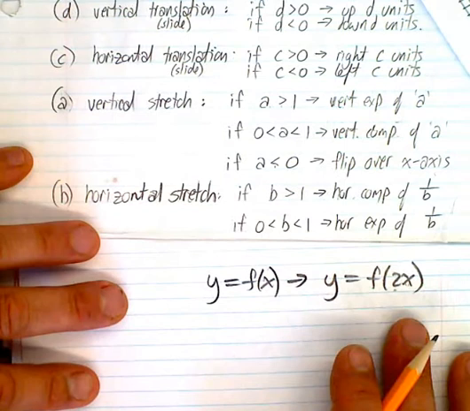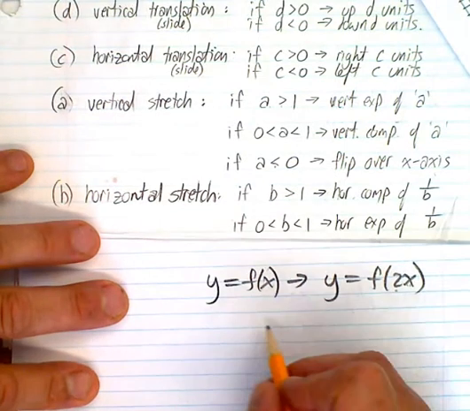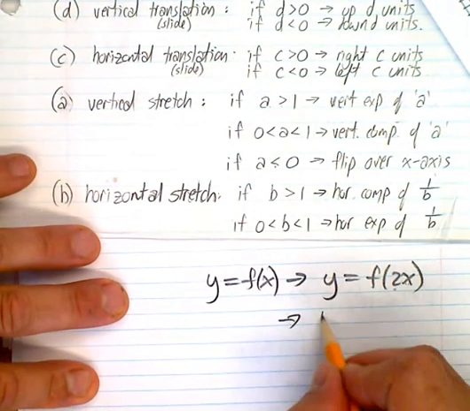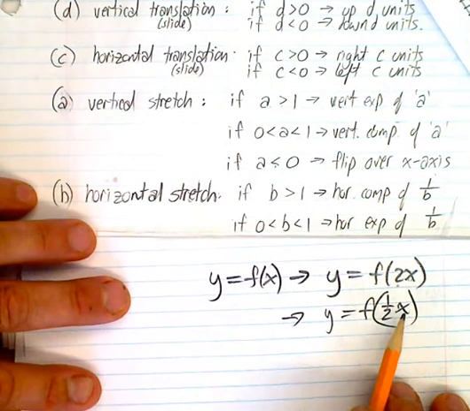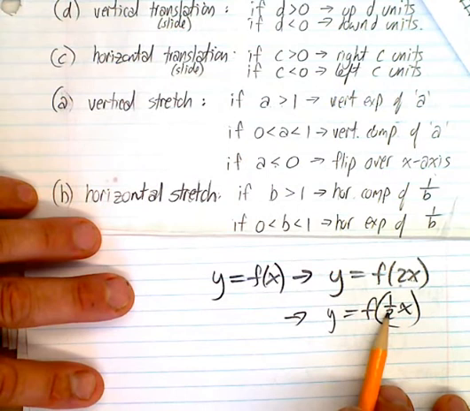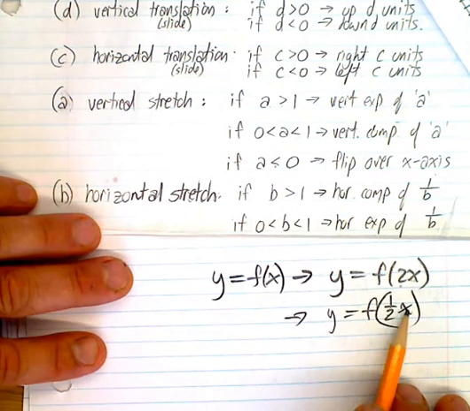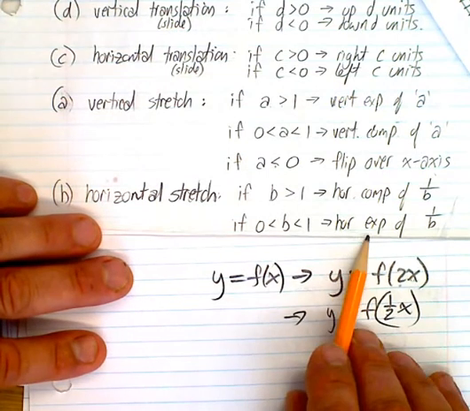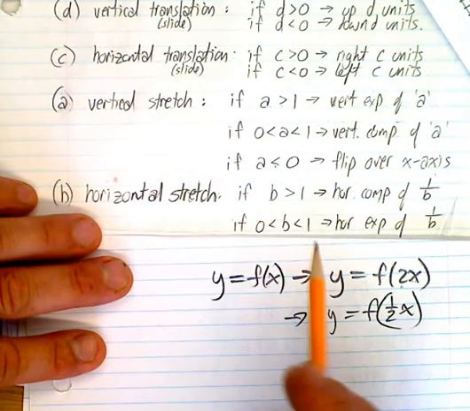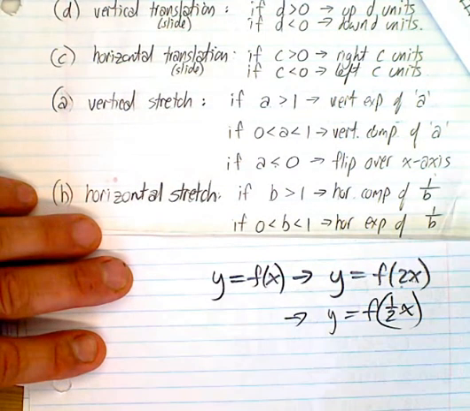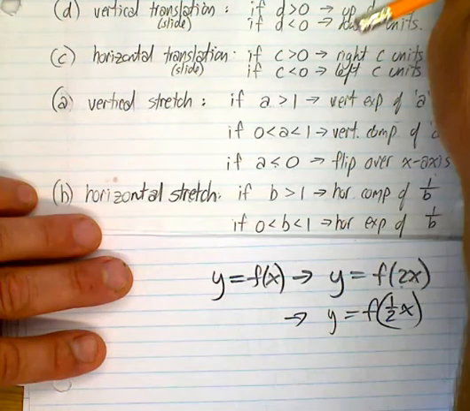Similarly, if you have a fraction, so if your y equals f of x becomes y is equal to f of 1/2 x, okay? It means that all your x's now get doubled. Or if it's 1/3, they get tripled. This means you have a horizontal expansion of 1 over b. Counterintuitive, like I said, the opposite to the vertical stretch. We're just going to have to look at some examples before you get the hang of this, okay?